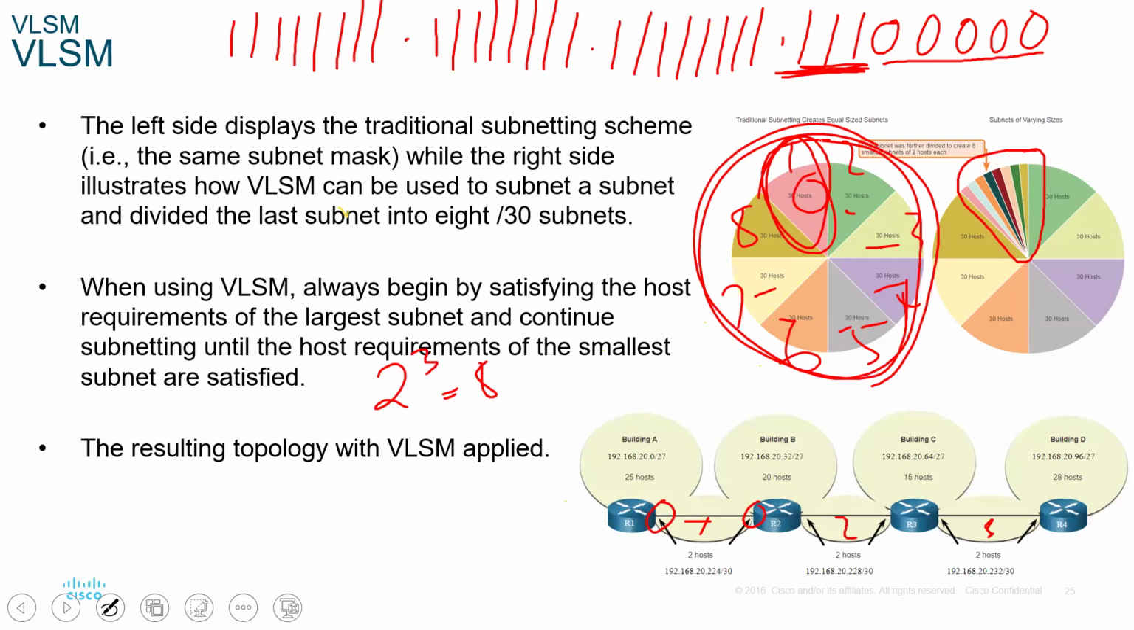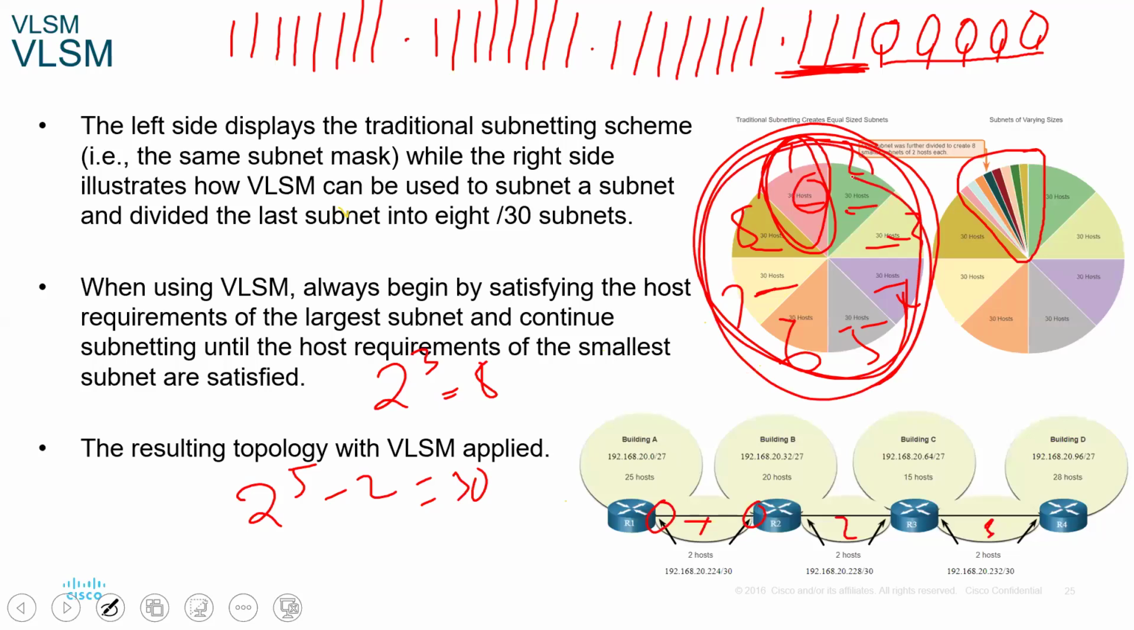And each of these subnets will have how many IP addresses? Let's count. This is 1, 2, 3, 4, 5. So we do 2 raised to the power of 5 minus 2. 2 raised to the power of 5 is what? 32, right? 32 minus 2 will give us 30. That's why we have 30 hosts. You see the 30 hosts that you have. That's how this was gotten.